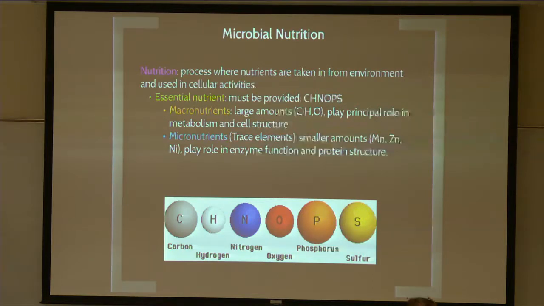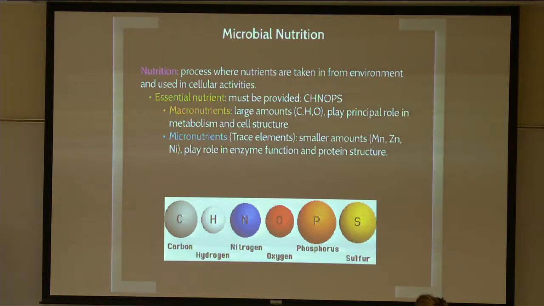Up here, we can take these essential nutrients and split them into macronutrients and micronutrients. Macro versus micro. Macro, think large; micro, think small. Macronutrients they need in large doses, micronutrients they need in smaller amounts. You can think of them as trace elements right here.